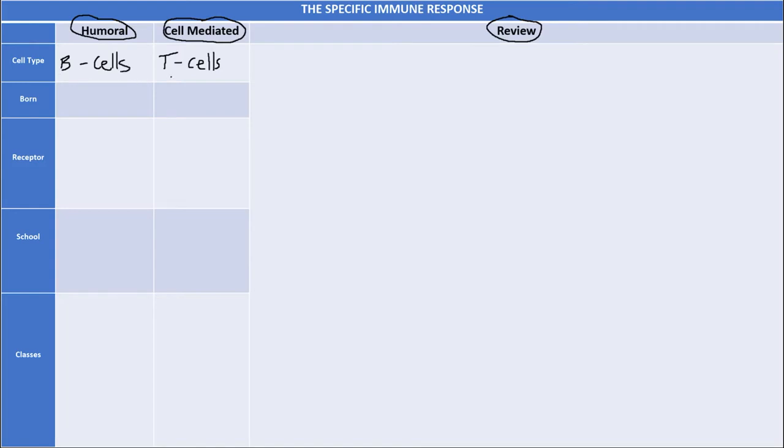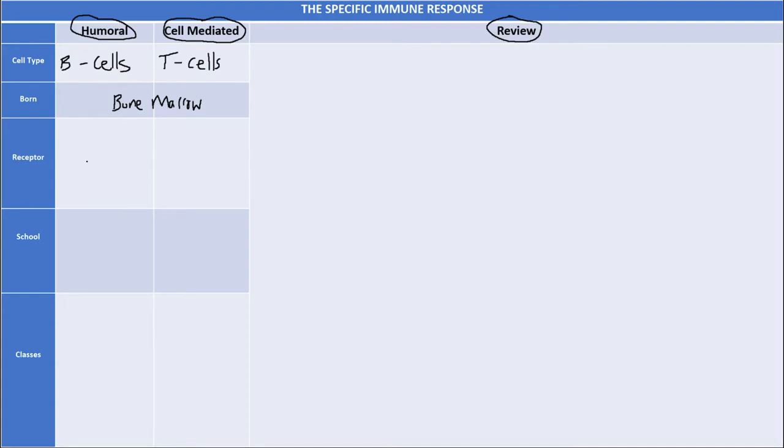So B cells and T cells, if you hear those, then you're going to be explaining or describing or concerned with the specific immune response. Now, they're both born in the bone marrow, and we know all about that from our skeleton and muscles unit, if you've done that. So they're born in the bone marrow, and when they're born, they have to pick a receptor.